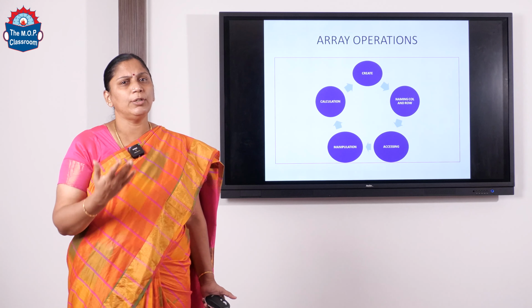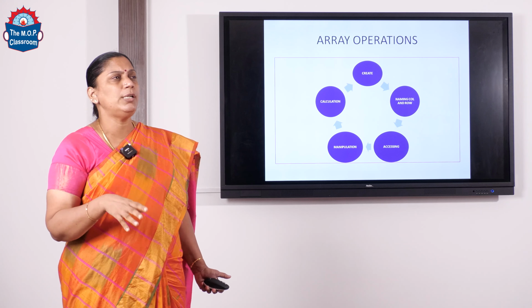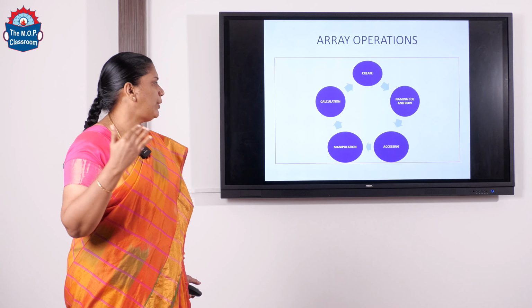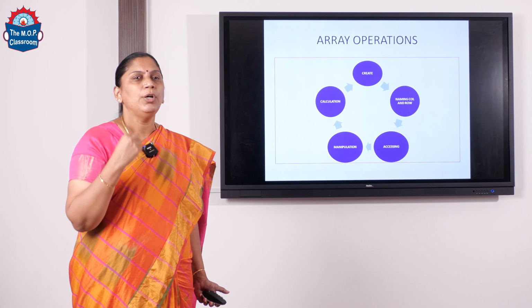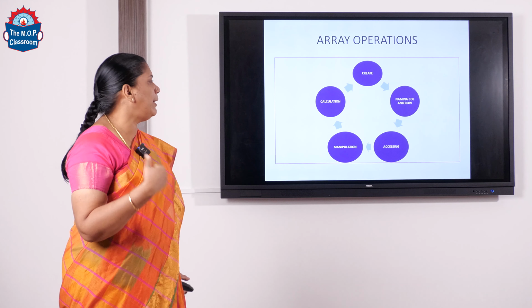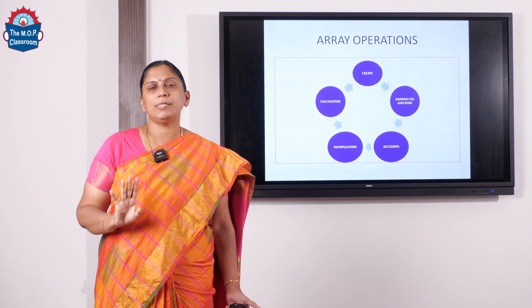So what are all the operations that you can perform on an array? Before going into the operations, you need to create an array. So first, create the array, then you have to name the columns and rows. Then you can do accessing of arrays, that is, you should be able to access the array elements you have created, followed by array manipulation and calculation. So these are all the basic operations in an array.